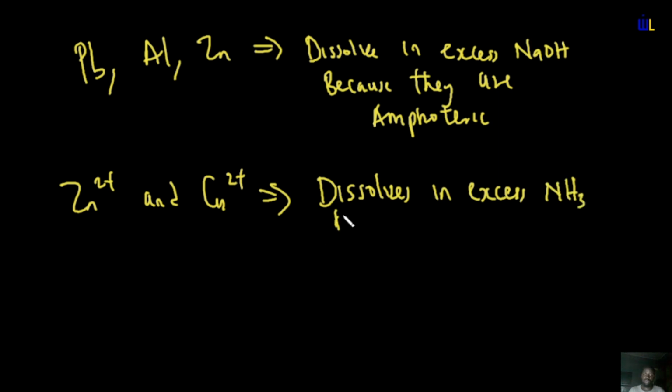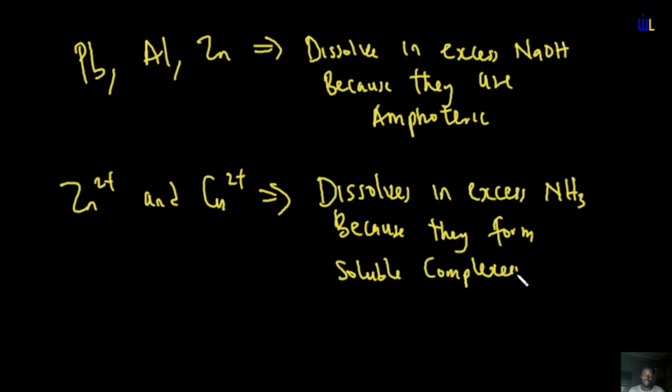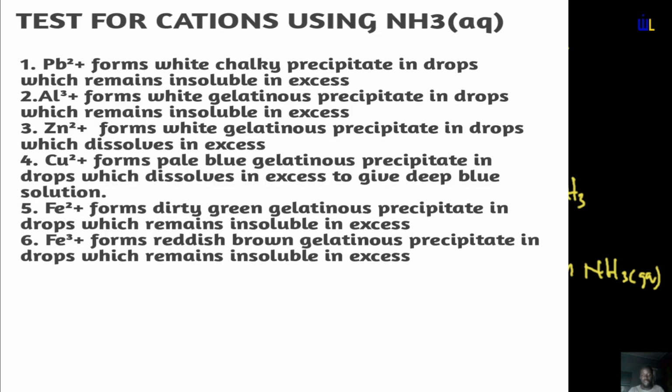What is the reason? Because they form soluble complexes with ammonia. So just have that in mind, that initially when the precipitate is formed, it is as a result of production of the hydroxide. But when you now further add ammonia in excess, the only two ions that can form the soluble complexes with ammonia are zinc 2+ and copper 2+. Okay, let's see what happens here.